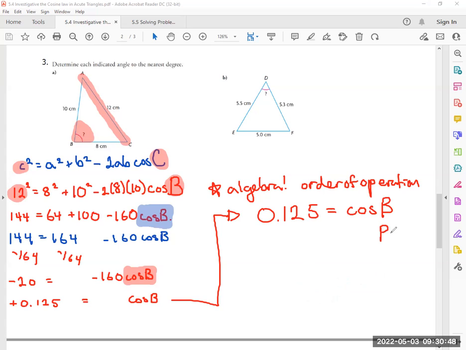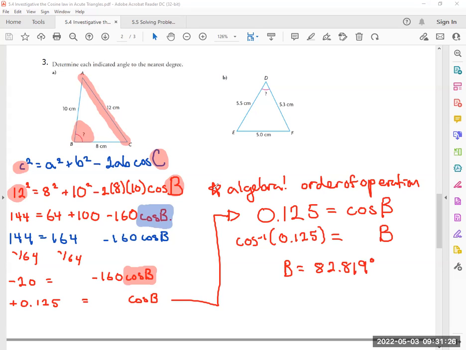Okay, and then suddenly we go back to SOHCAHTOA. How do you separate the cosine function from the angle? It's part of your quiz. Inverse cosine. So you can't do that without a calculator, or it's very difficult to do so. So B is equal to 82.819. So 3 decimal places, 82.819 degrees.